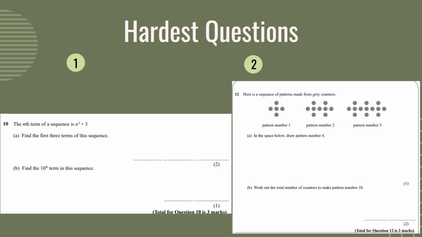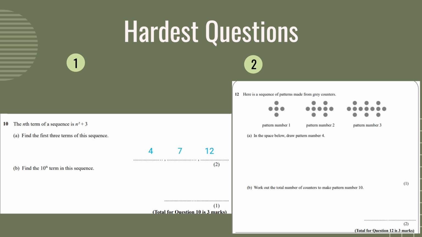As we have a square, we simply just square our n. So, for the first one, we square 1 to get 1, plus 3 to get 4. Our second one, we square 2 to get 4, plus 3 to get 7. And then we square 3, which is 9, plus 3 to get 12. So that is our first 3 terms of our sequence, 4, 7, and 12.